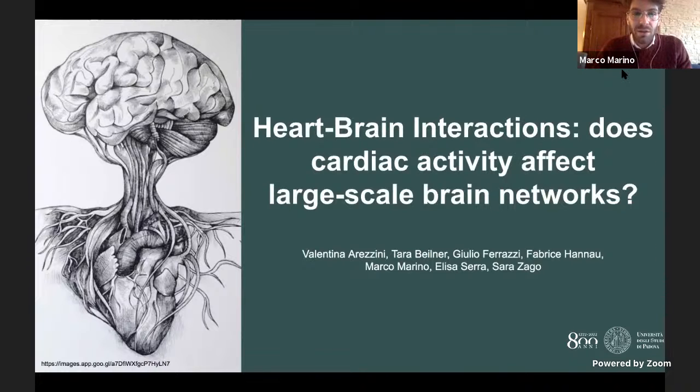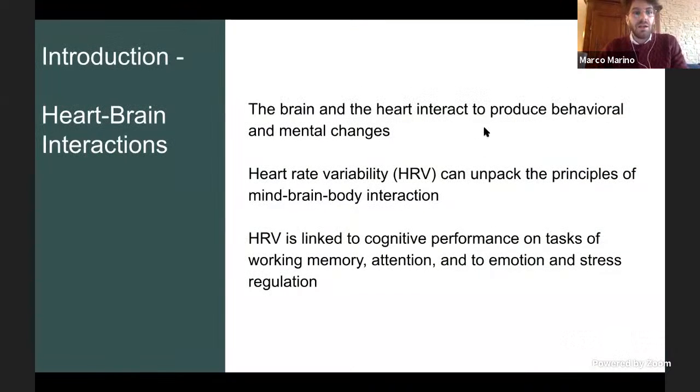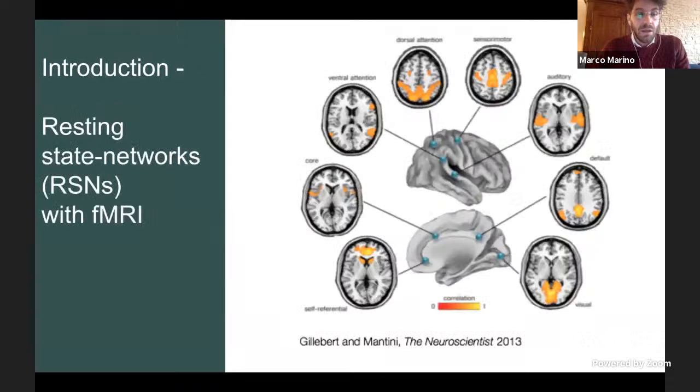So thanks for that. The idea about this heart-brain interaction is that it produces behavioral and mental changes, and studies have shown that heart rate variability links the heart and the brain. This has been checked for several tasks and cognitive experiments, but very little is known about the resting state link with heart rate variability. So this is what we aim to do: to explore the correlation with well-known resting state networks detected with fMRI.